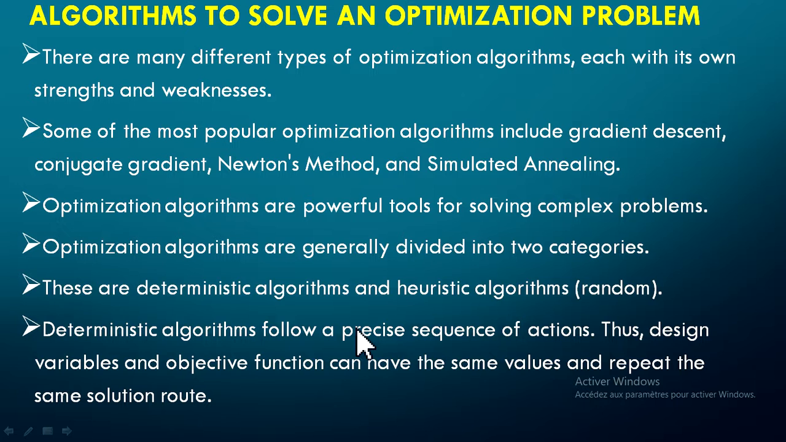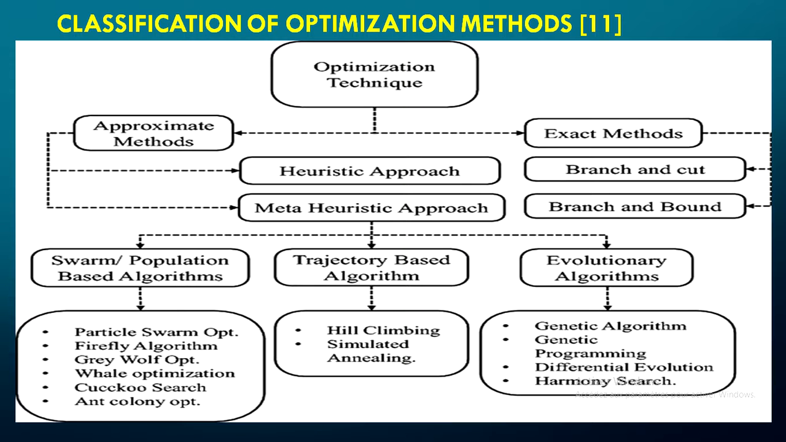Deterministic algorithms follow a precise sequence of actions, thus the design variables and objective function can have the same values and repeat the same solution routes. This is an illustration or a classification of optimization methods, or we can say specifically a classification of optimization algorithms, because we are in the context of computer science.